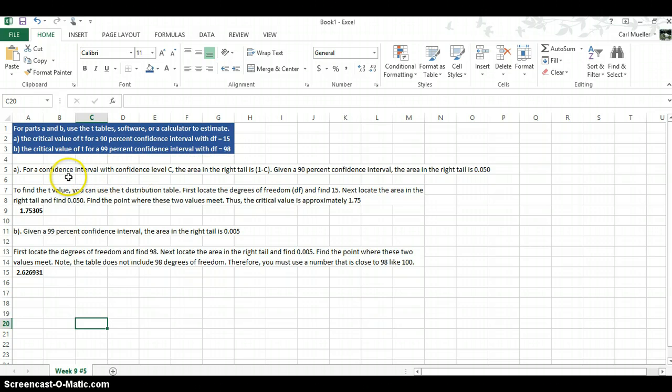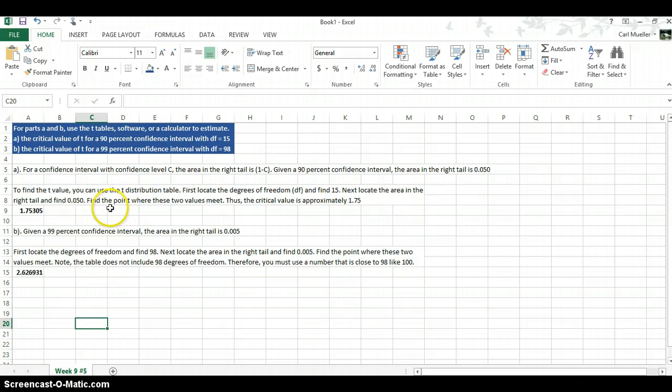So for part A, for a confidence interval with a confidence level of C, the area in the right tail is 1 minus C. So given a confidence interval of 90%, the right tail is 0.050. It's 1 minus 0.9, which gives us 0.1. But divide that by 2 because it's two tails. So the right tail is 0.050. The left tail is 0.050 as well.